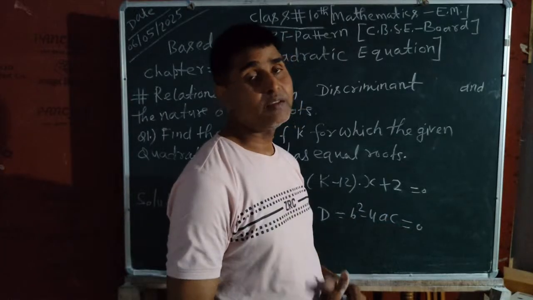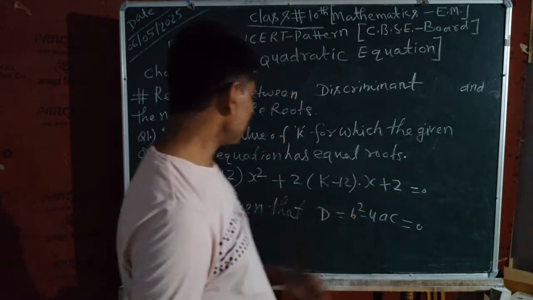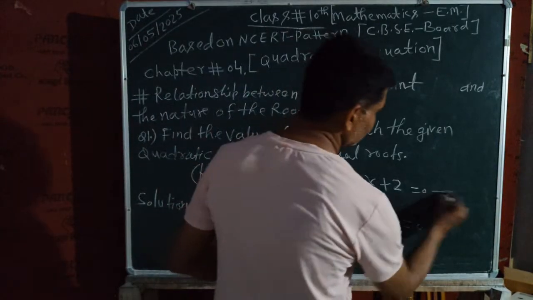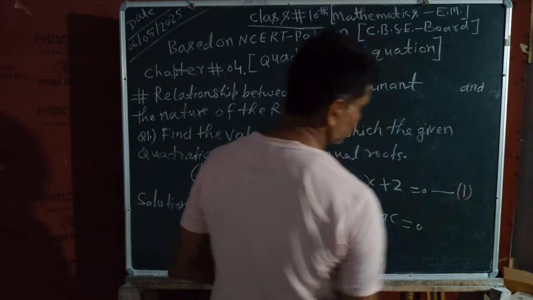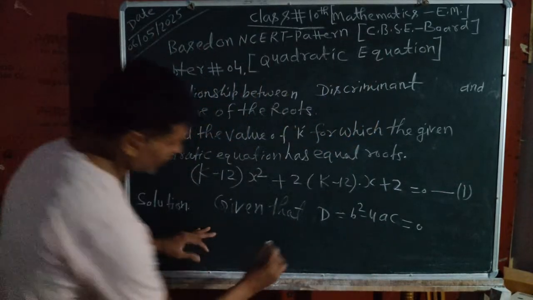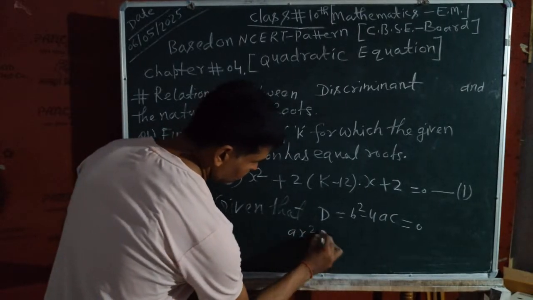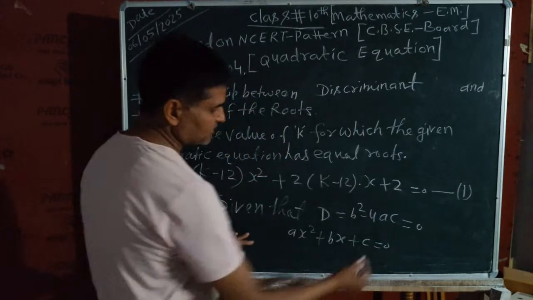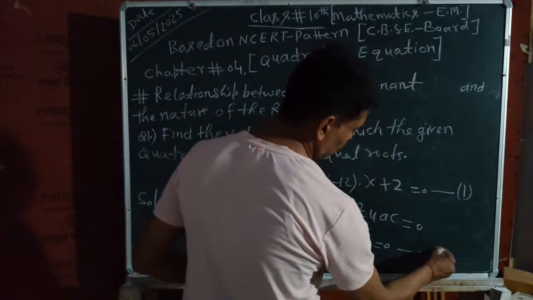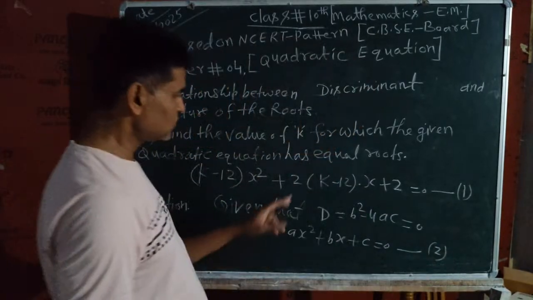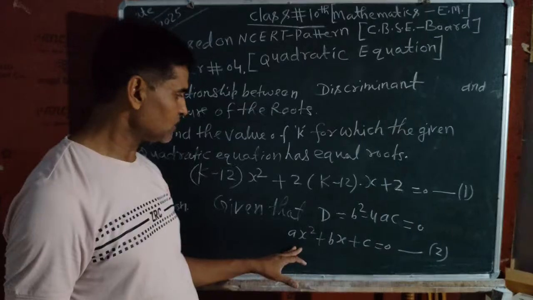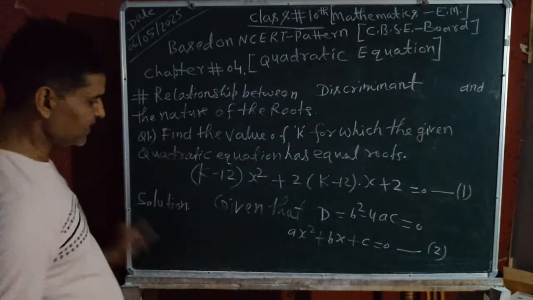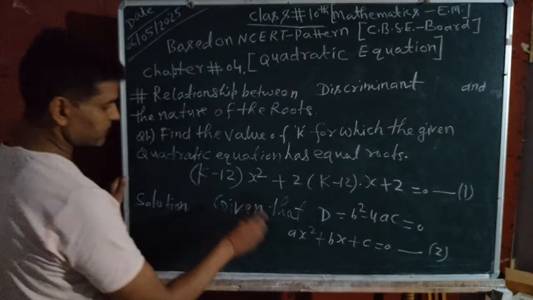the given quadratic polynomial. Okay student, so I am going to write the general quadratic polynomial and I will compare it with the given quadratic polynomial. I will say that is equation number 1, and the general quadratic equation I will write that is ax square plus bx plus c, which is equal to 0, and I will say this is equation number 2. Okay student, so this is equation number 1, this is equation number 2. I will solve these two equations at a time.